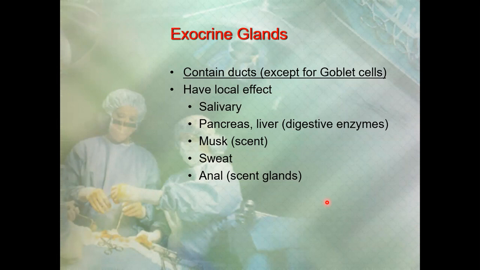And then our anal glands. Most animals have anal glands. Canines are the ones that use them primarily for scent. Cats do have anal glands, but they don't use them for marking.